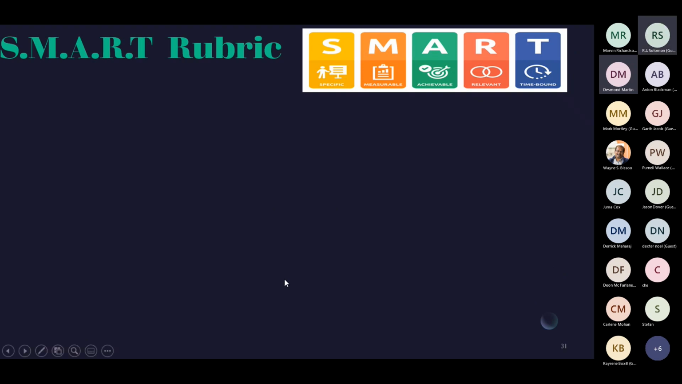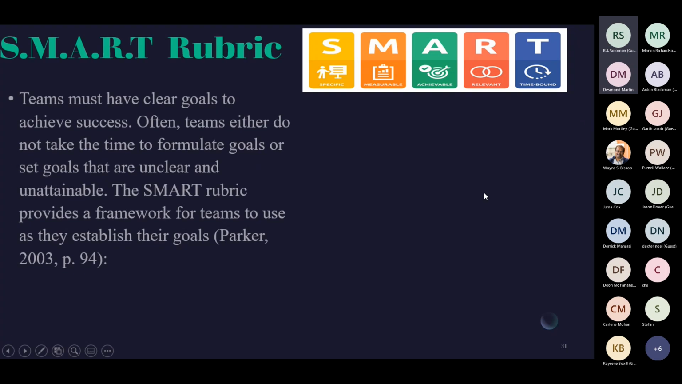There's this SMART rubric that teams would use. They must have clear goals to achieve success. Often, teams either do not take the time to formulate goals or set goals that are unclear and unattainable. The SMART rubric provides a framework for teams to use as they establish their goals. Parker, 2003.